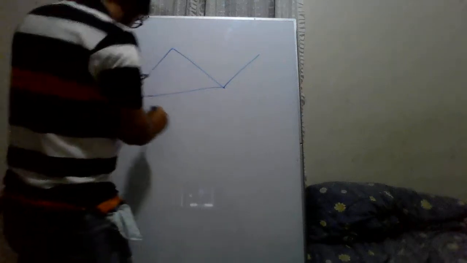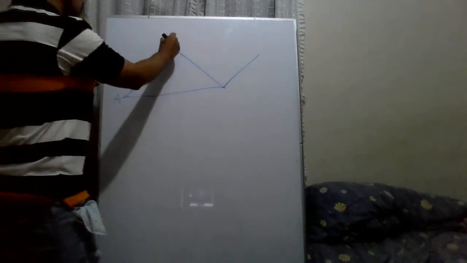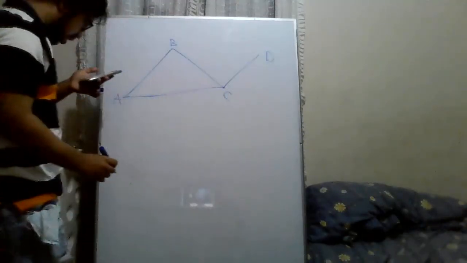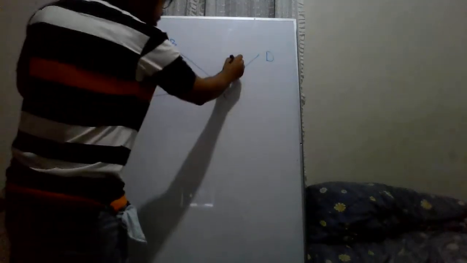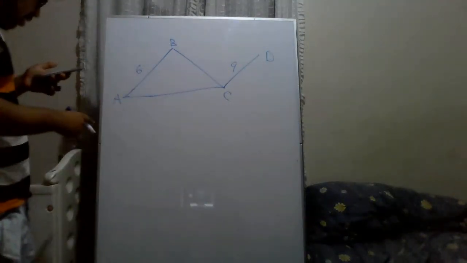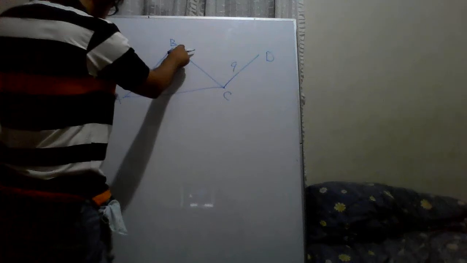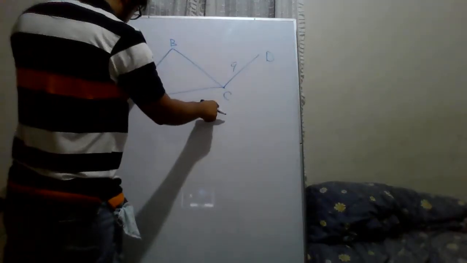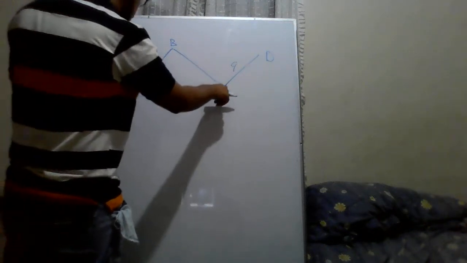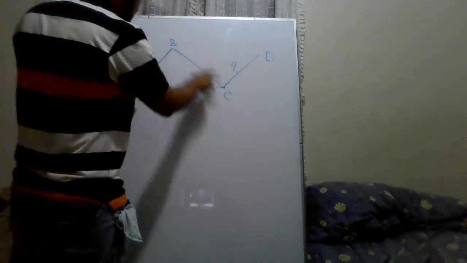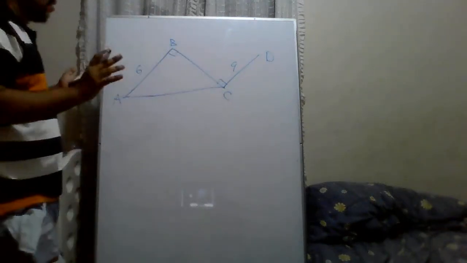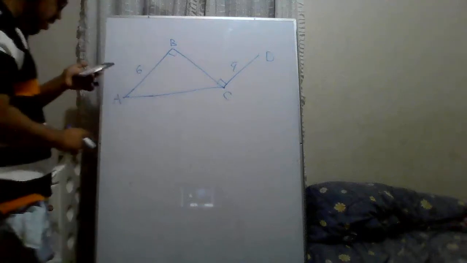Yes, because you have A, B, C, D. Okay, and this is 6 and this is 9. And the problem says in the figure below, AB and CD are perpendicular, and AB and CD are perpendicular to BC. So this is perpendicular, this is perpendicular. So we have a right triangle right here.